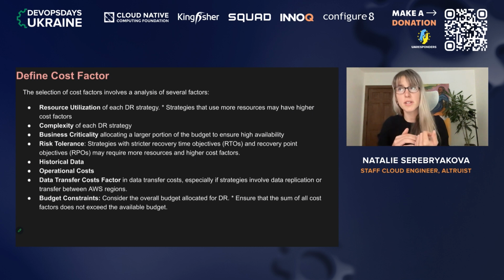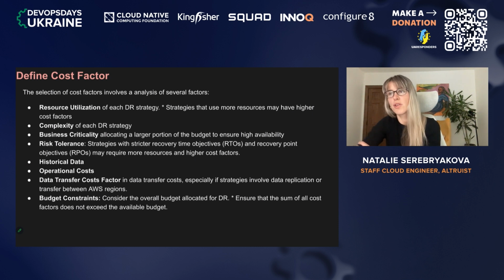There is risk tolerance, which is RTO and RPO. I'm sure it will be covered already by this conference. There is historical data. If you have a chance to get all your historical data and analyze it, look back at how much was the spend, analyze that, bring it to this cost factor exercise. Operational cost, obviously, how much you spend on certain things like monitoring, support. Data transfer is pretty much, as I said, an interesting part and deserves its own talk.